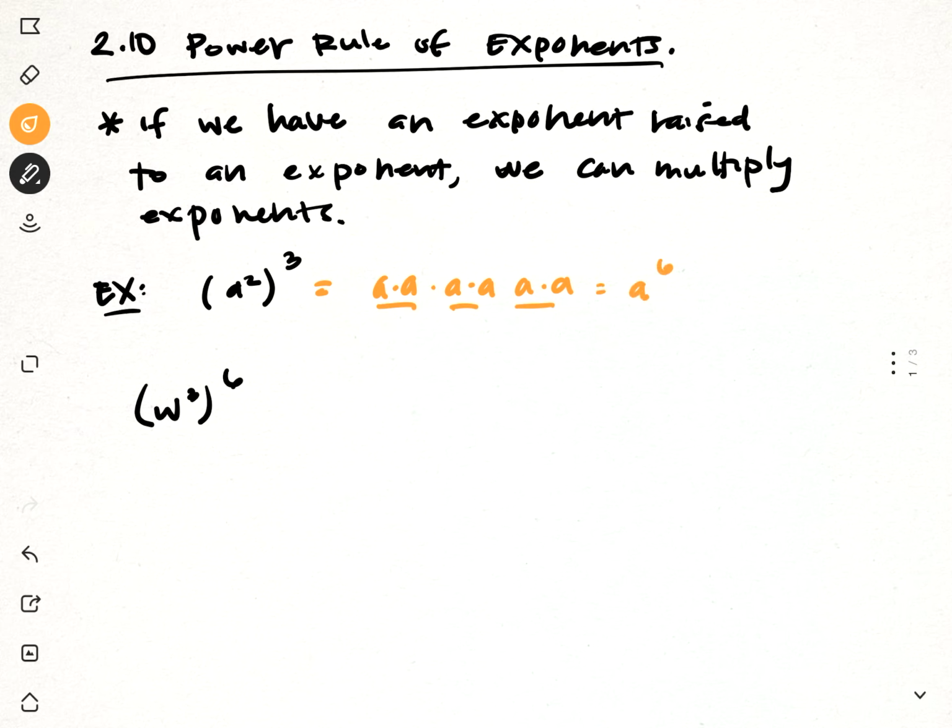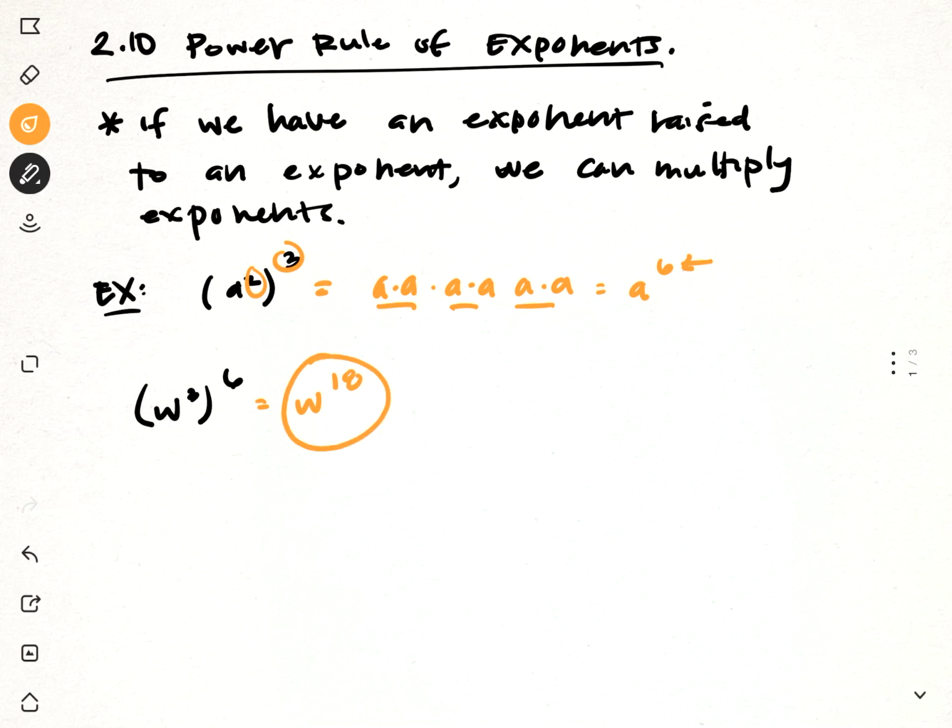So what the power rule of exponents is saying is if we have a power raised to another power, rather than write it out, we can just multiply the 2 by the 3 to give us 6. All right, so let's look at w cubed to the 6th. So that would be w, 3 times 6 is 18. So w to the 18th power.